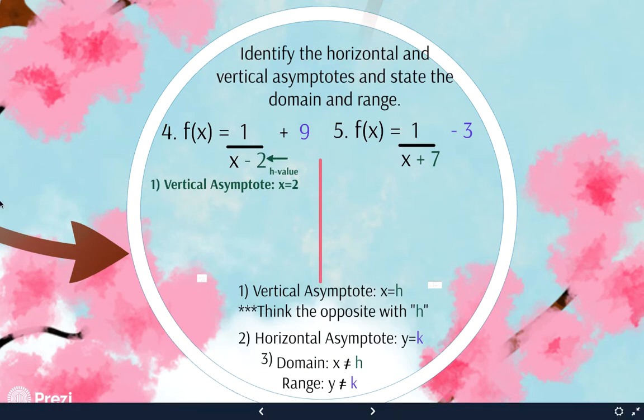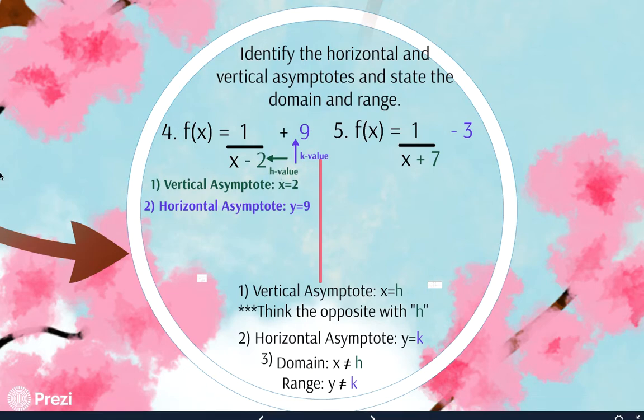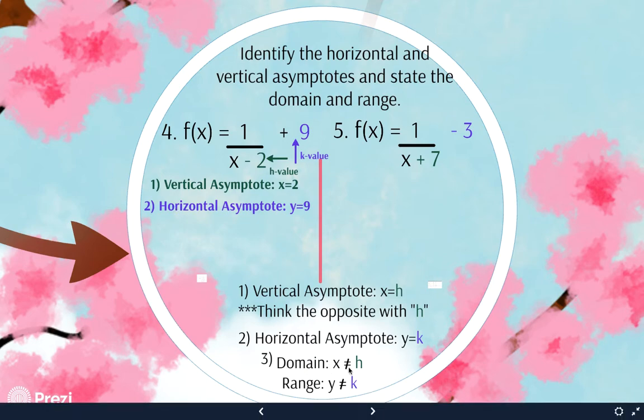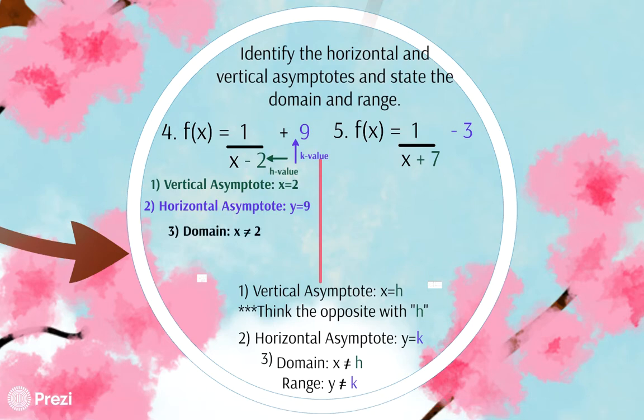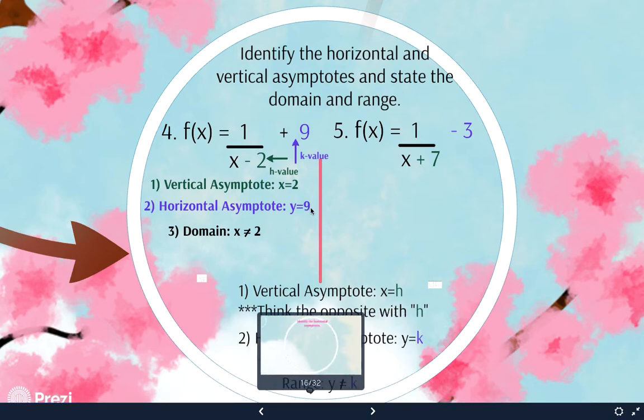Now the horizontal asymptote is wherever the k value is. Where's our k value? Holy hot dog, it's right there. The horizontal asymptote is y equals the k value. Our k value is 9, so it's y equals 9. For the domain and range, we just say x cannot equal our h value, and the range is y cannot equal the k value. So our domain: our h value is 2, so x cannot be 2. And for the range, y cannot be our k value, which is 9.